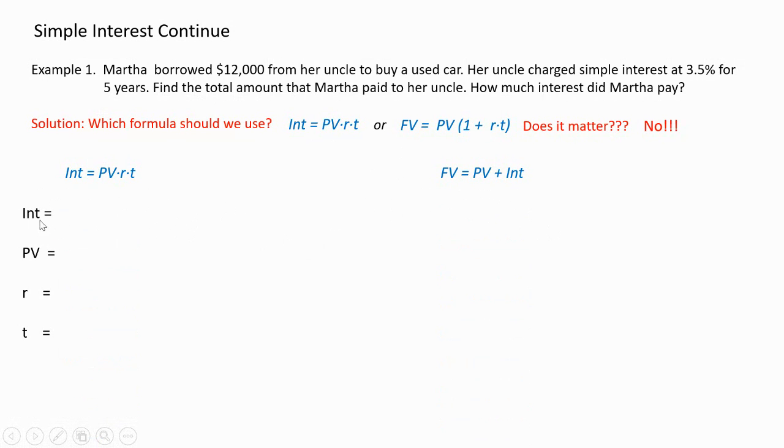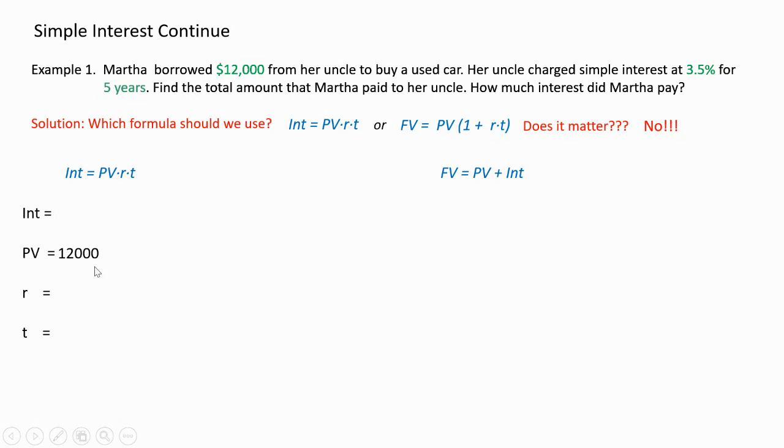So I tell my students to always write down everything: the interest, the present value, the interest rate, and the time, and then from the word problem, you extract the information. So for example, on this one, what are we looking for? Sorry that I clicked the mouse, but it says Martha borrowed $12,000 from her uncle to buy a used car. Her uncle charged simple interest at 3.5% for 5 years. It says find the total amount that Martha paid to her uncle. So in other words, we're looking for the future value, right? And also we're looking for how much interest did Martha pay. So if we're going to use this formula, we're looking for the interest first. How much interest did Martha pay?